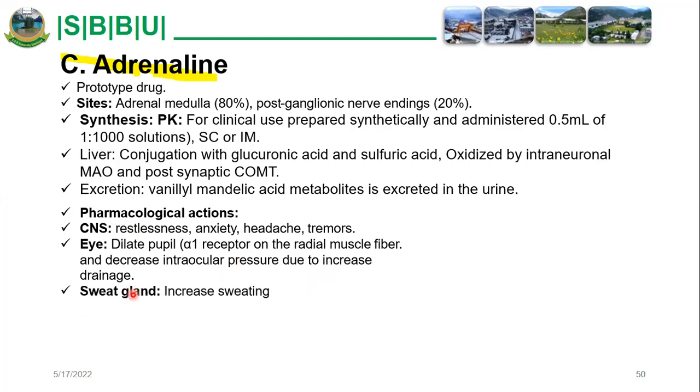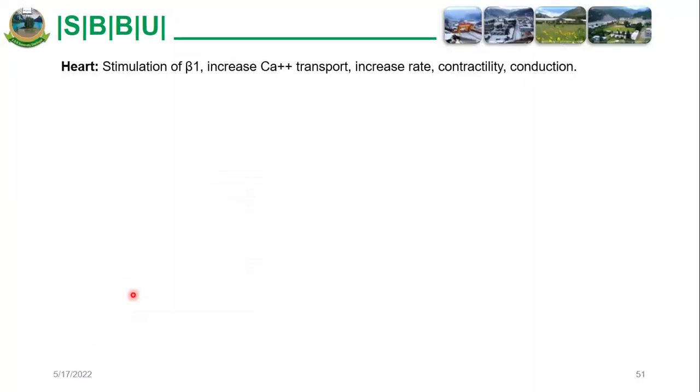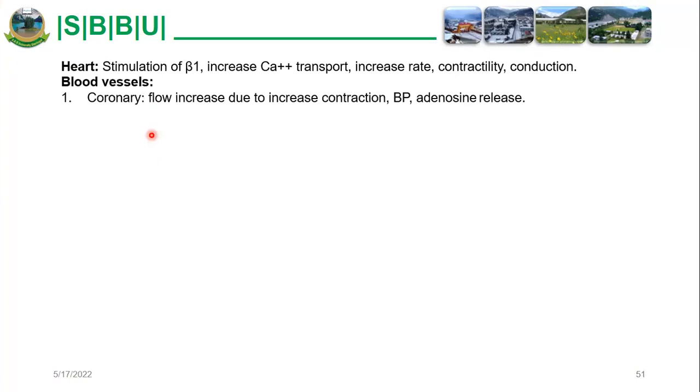Sweat glands: increased sweating. Pilomotor muscle: stimulation of alpha-1 receptors. Heart: stimulation of beta-1 receptors increases calcium transport. Calcium is a stimulus for the actin-myosin filament, so the contractility increases. Heart rate is increased and the contraction is also increased. Blood vessels: coronary flow increases due to increased contraction, and the blood pressure increases. Adenosine release increases.